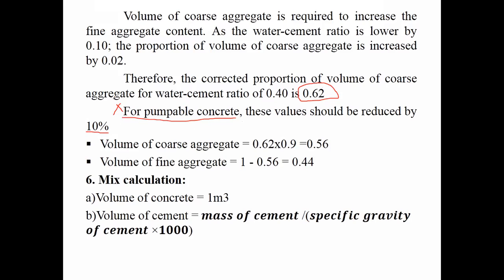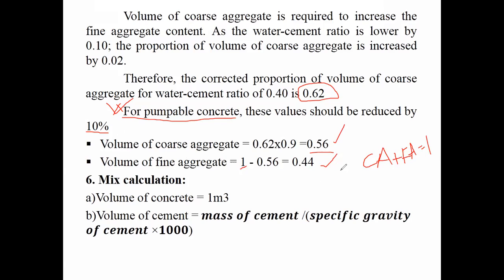Since they have given this as pumpable concrete, we are going to reduce the volume of the coarse aggregate by 10%. So what is the value of the volume of coarse aggregate now? It is 0.56. Now the total volume of the aggregate is 1. From that you deduct the coarse aggregate, then you will get the fine aggregate value, because you are using coarse aggregate and fine aggregate, and both together equal 1. So 0.56 is coarse aggregate and the remaining 0.44 is the fine aggregate. Up to this it's clear. So we have found the volume of the coarse aggregate and fine aggregate.